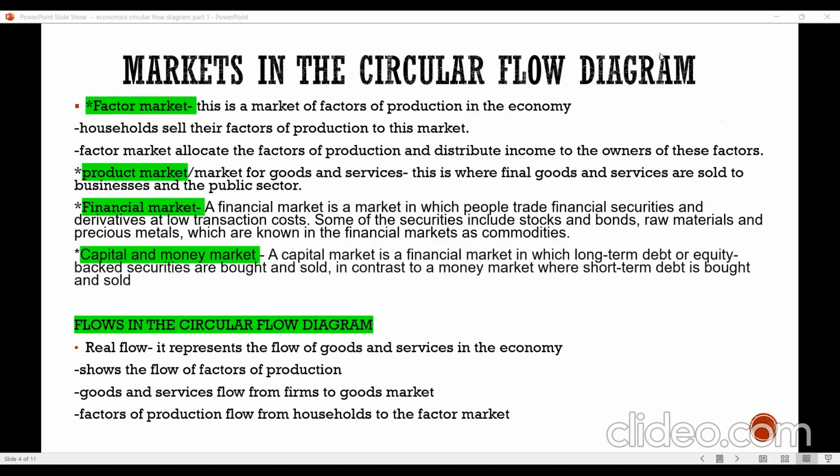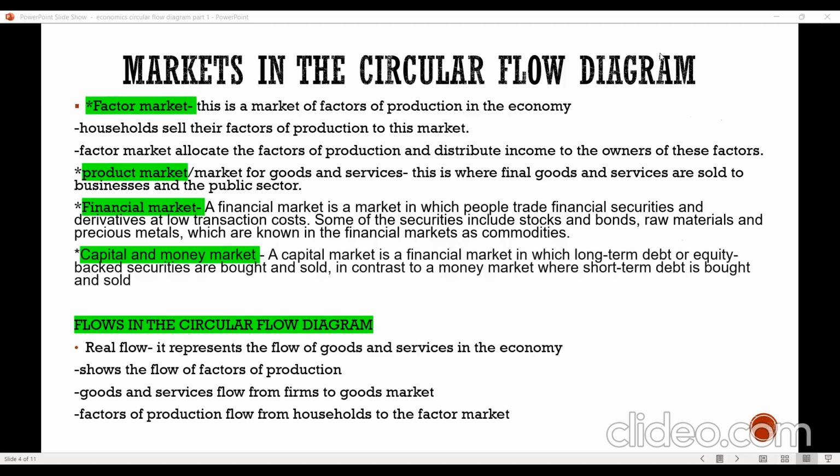Just on this market, households sell their factors of production. This market gives the factors of production to the firms. The factor market allocates the factors of production and distributes income to the owners of these factors. Who are the owners of these factors? Households. This market receives the factors of production and gives the households the remuneration.